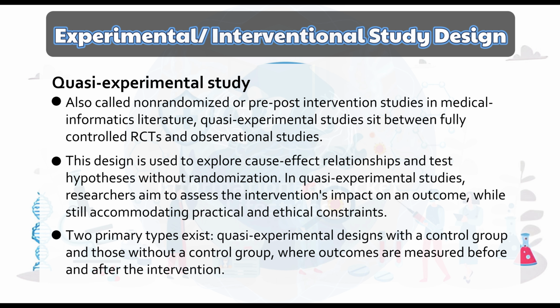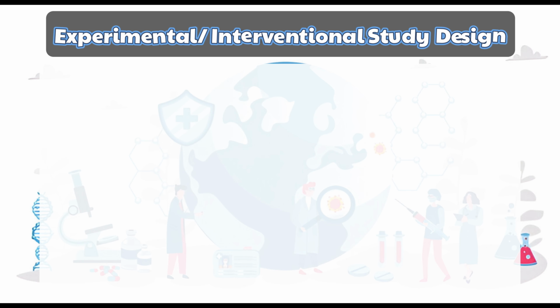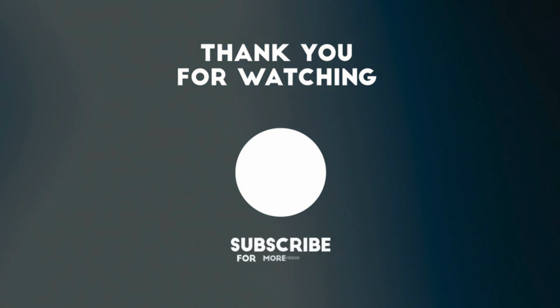Two primary types exist: quasi-experimental designs with a control group and those without a control group, where outcomes are measured before and after the intervention. While not as rigorous as RCTs, quasi-experimental studies still seek to enhance validity and draw meaningful conclusions, especially where randomization is impractical.